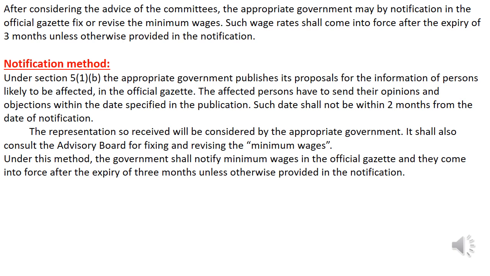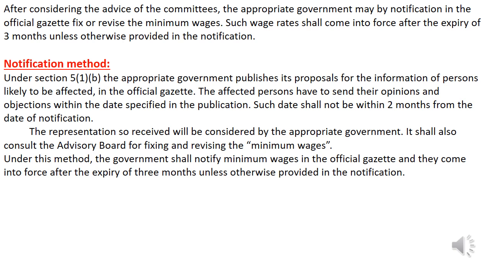So, let us look into the notification method. Under Section 5, Clause 1, Subclause B, the appropriate government publishes its proposals for the information of persons likely to be affected in the official gazette. The affected persons have to send their opinions and objections within the date specified in the publication. Such date shall not be earlier than 2 months from the date of notification.